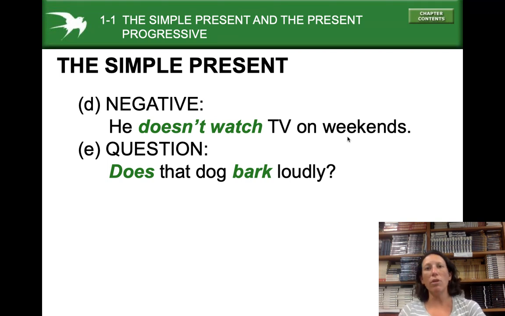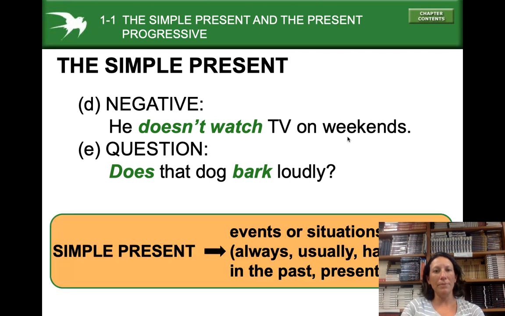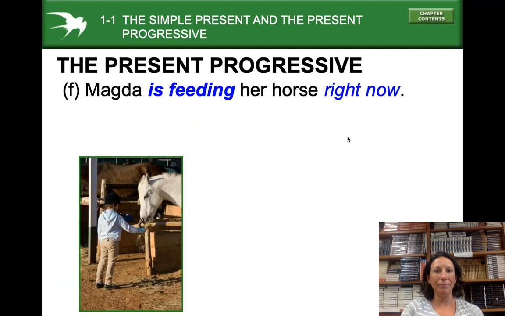And in your packet, you can find a little bit more about how to form it. But for now, we're just going to talk about the uses. So again, the simple present is used for events or situations that usually happen, always happen, or are habits.